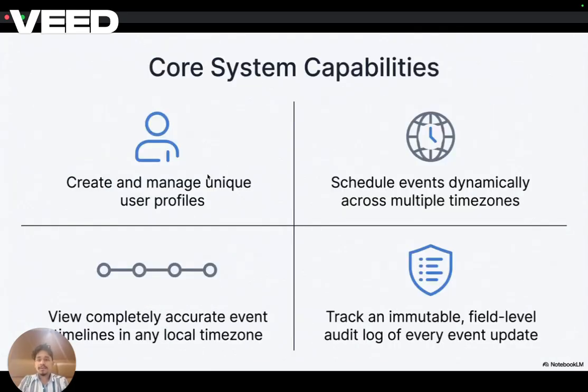So what are the core system capabilities? You can create and manage user profiles. You can schedule events dynamically across multiple time zones. You can view completely accurate event timelines in any local time zone. Track an immutable field-level audit log, whatever has been audited, you can track that. This was a bonus section and I'm super glad that I've completed that.